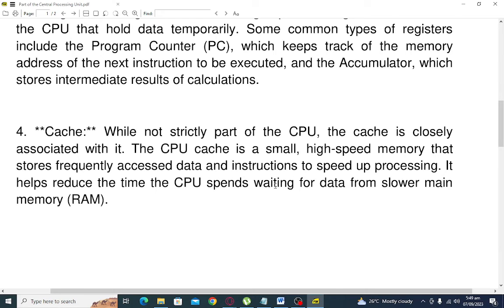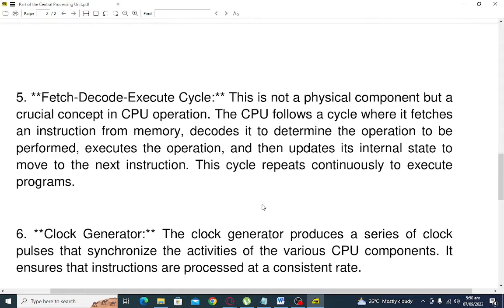Number 4, cache. While not strictly part of the CPU, the cache is closely associated with it. The CPU cache is a small high-speed memory that stores frequently accessed data and instructions to speed up processing. It helps reduce the time the CPU spends waiting for data from slower main memory or RAM, random access memory.